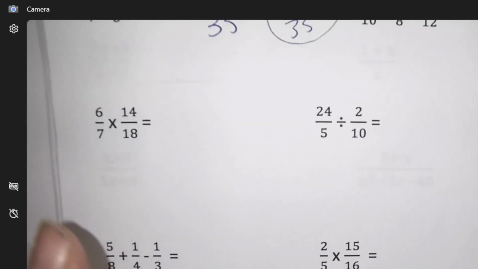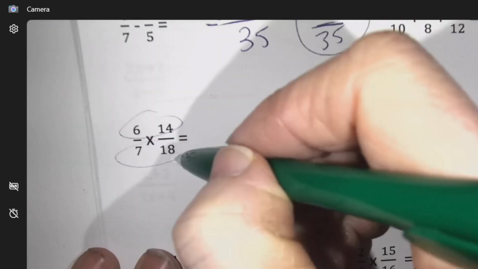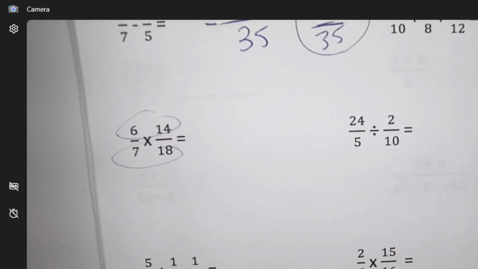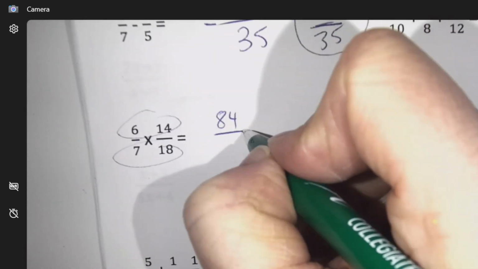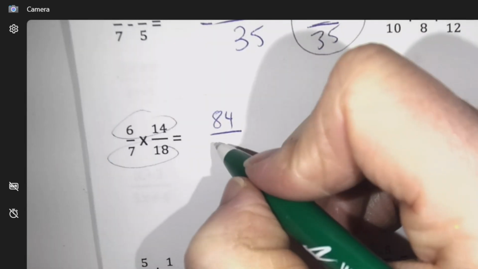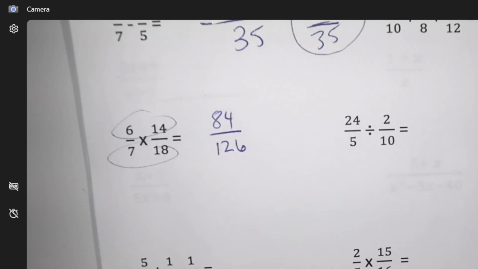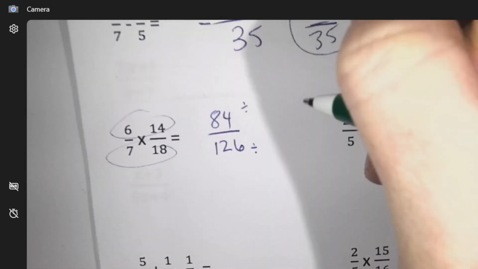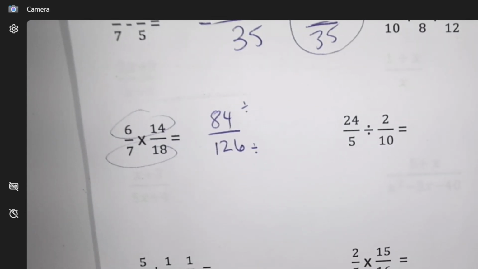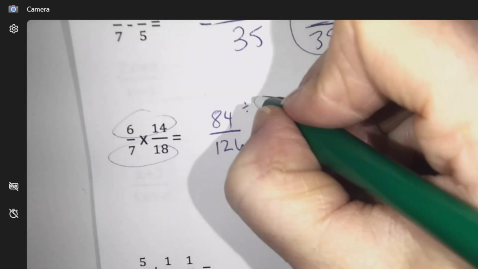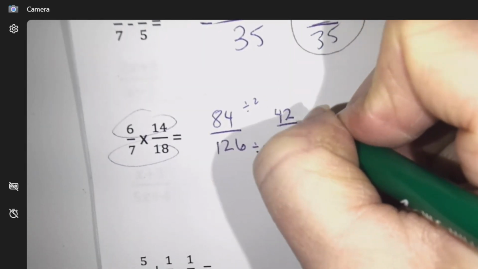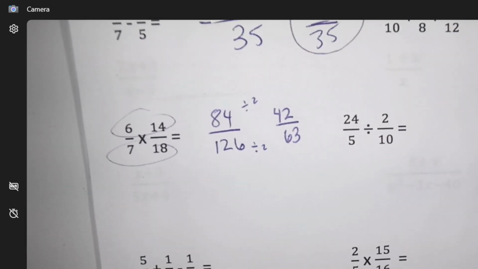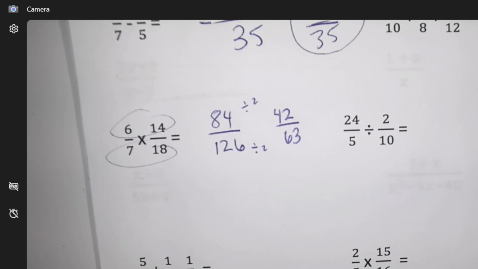Okay, timesing fractions, you actually just times. So 6 times 14 is 84, and 7 times 18 is 126. Is there something we could divide them both by, though? Divide them both by 2. Okay, so we can do that. Divide by 2, I get 42 and 63.